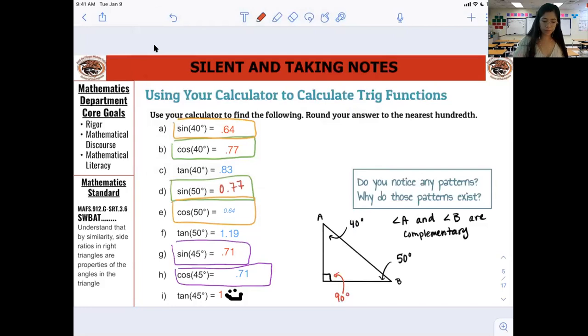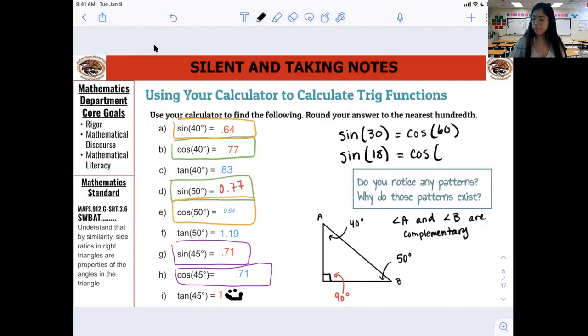So for example, let's think about this. The sine of 30 will be the cosine of what number? Of 60. Because 30 plus 60 gives me 90. Those are complementary angles. Let me do another example. The sine of 18 would be the cosine of what number? Good, 72. Because again, those are complementary angles. They add up to 90 degrees.